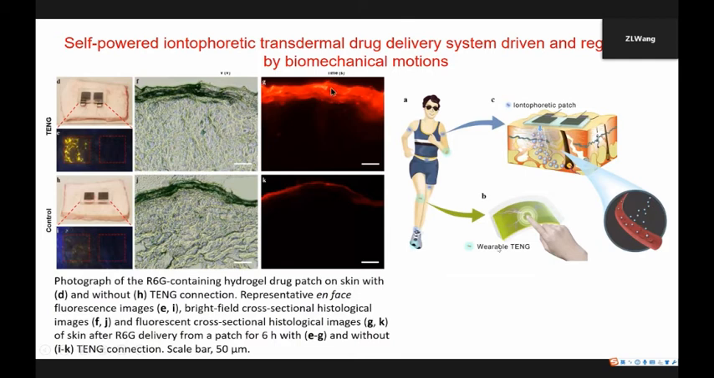And this is drug delivery. With the TENG and without the TENG, put on the skin, you can infiltrate the drug into deep tissues here. You see, the efficiency is enhanced by a factor of 5 if you use our TENG. Just physical motion changes the effective delivery of drugs by a factor of 5.